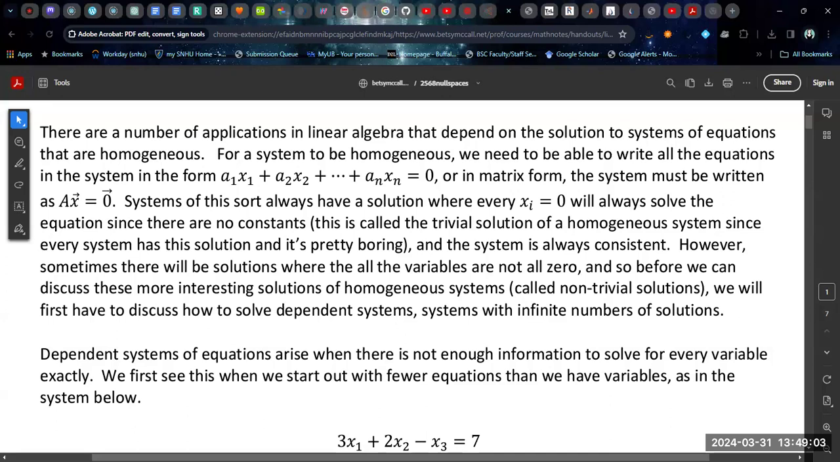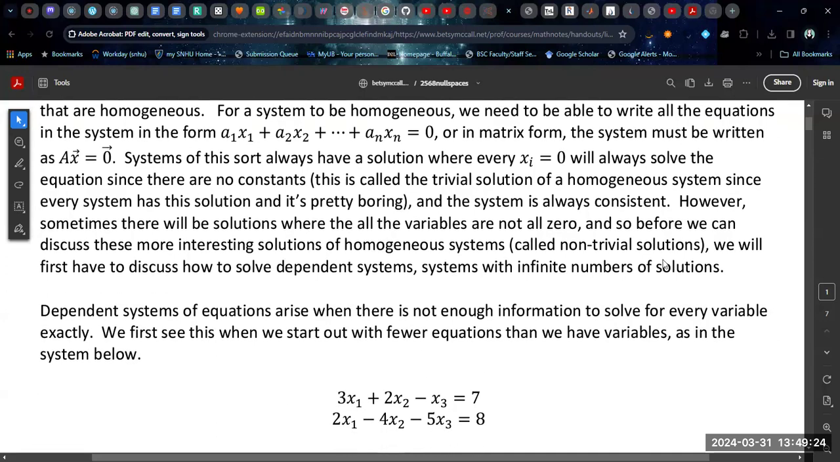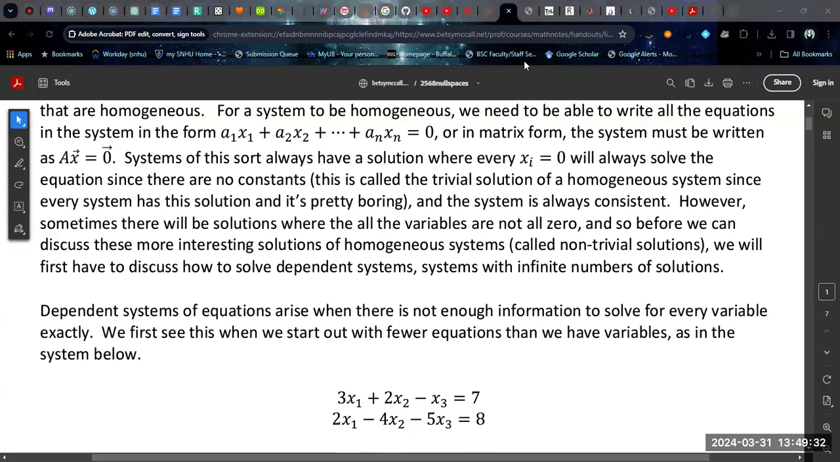that are homogeneous. For a system to be homogeneous, we need to be able to write all the equations of the system in the form of having all the variables on one side and the only constant in the equation to be 0. In a matrix form, this would be written as AX is equal to 0. Systems of this sort always have a solution. For instance, we could let all the variables be equal to 0. That is called the trivial solution, since every system has it.